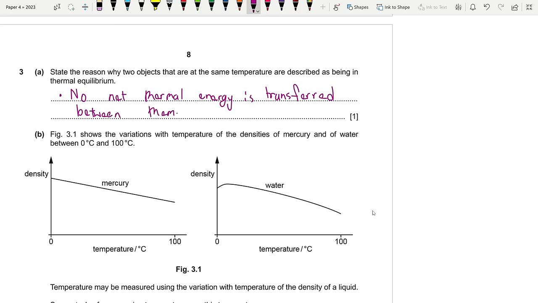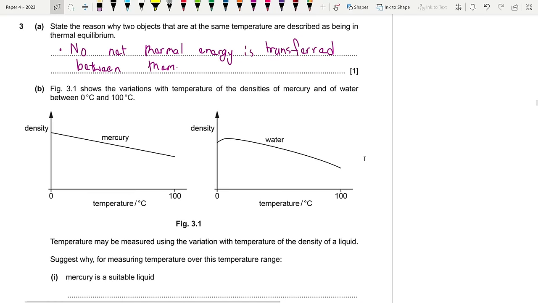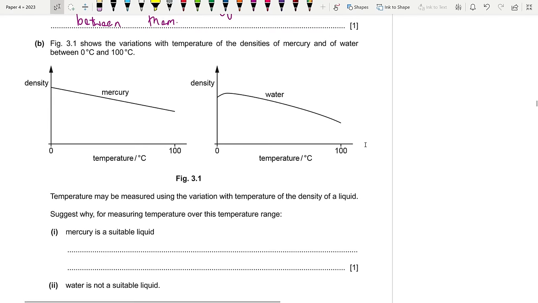This is extremely important. Okay, now figure 3.1 shows the variations with temperature of the densities of mercury and of water between 0 and 100 degrees Celsius. Fine. Temperature may be measured using the variation with temperature of the density of a liquid. We know that all thermometers have a thermometric property and substance. What is the thermometric substance? It is a physical property which varies with temperature. It might be the density of a liquid.